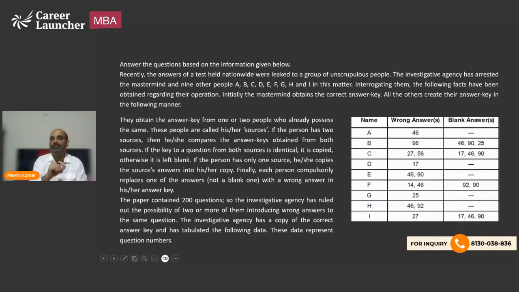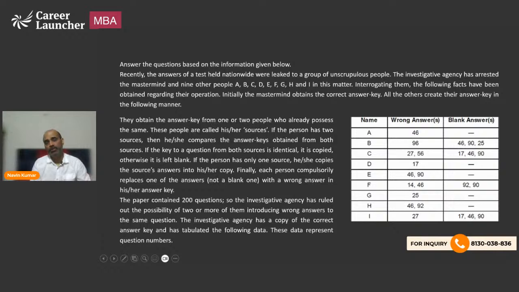They obtain the answer key from one or two people who already possess the same. These people are called his or her sources. If a person has two sources, then he or she compares the answer keys obtained from both the sources. If the key to a question from both the sources is identical, it is copied, otherwise, it is left blank. If the person has only one source, he or she copies the source answers into his or her copy. Finally, each person compulsorily replaces one of the answers, which is not a blank one, with a wrong answer in his or her answer key.